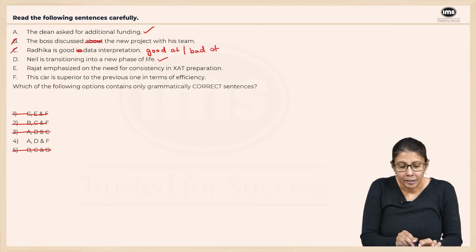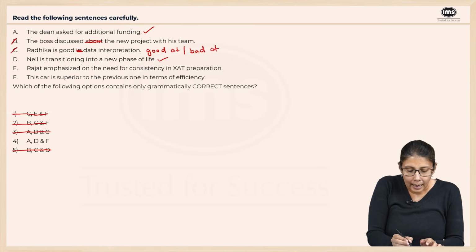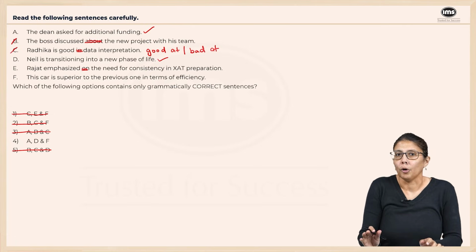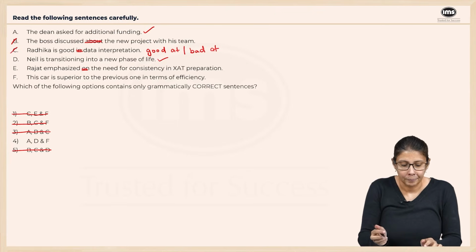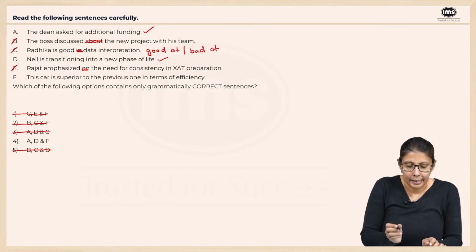E says, Rajat emphasized on the need for consistency in XAT preparation. Emphasized on. After emphasize, we do not use on. We emphasize something, just like we discuss something. So, E also is incorrect.